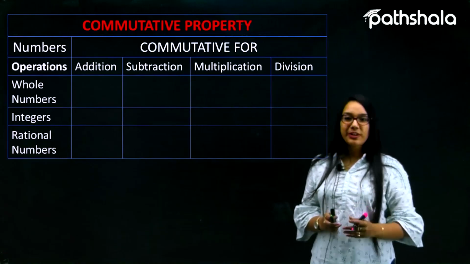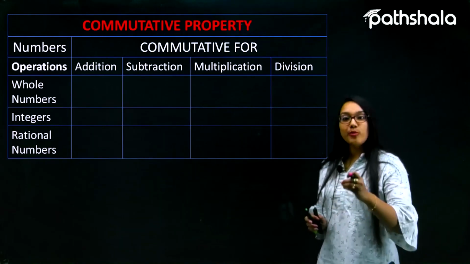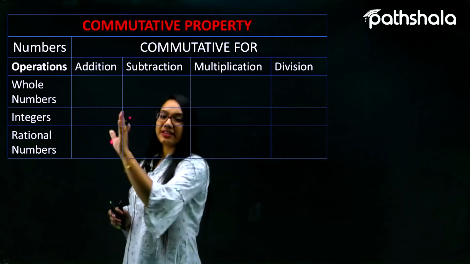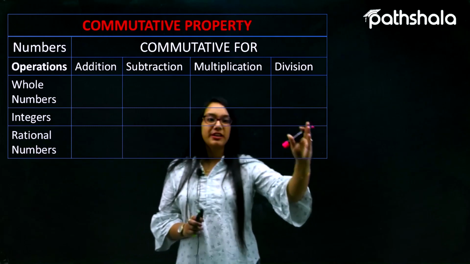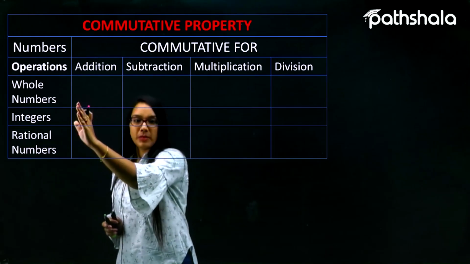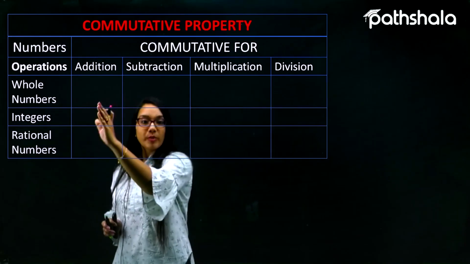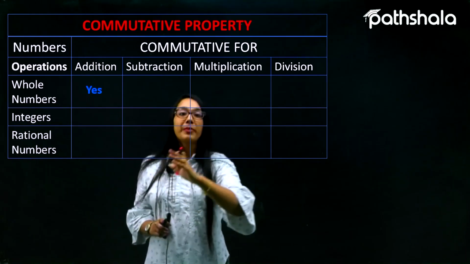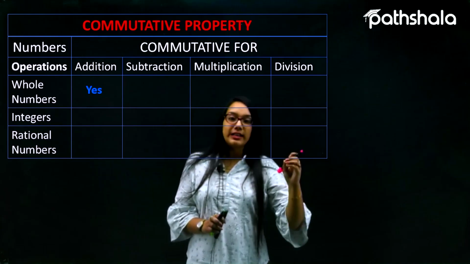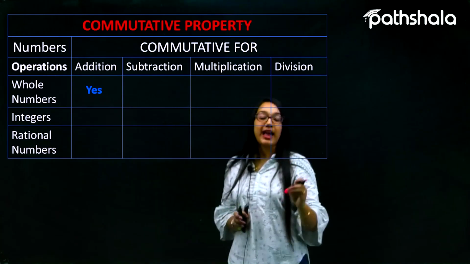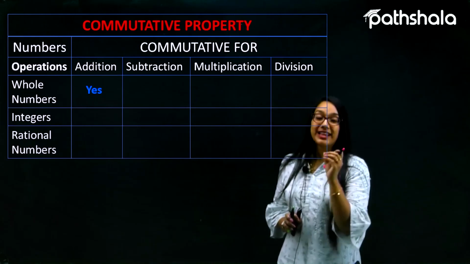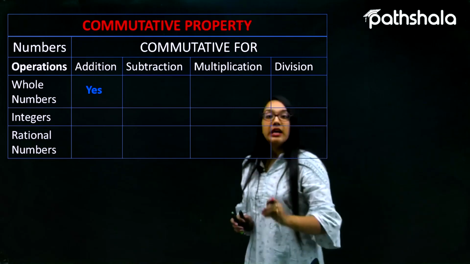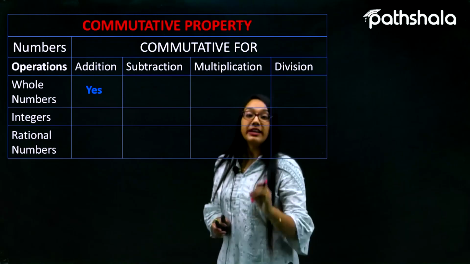So let's just start with it. Whether or not the commutative property holds for the whole numbers, for the integers, for the rational numbers under addition, subtraction, multiplication and division. Let's start with the whole numbers. Does the commutative property hold for addition, yes or no? The answer will be yes, as we know from the counter example that we did before, that for any two whole numbers A and B, whenever we add them as A plus B, the answer will be the same as B plus A. So yes, the whole numbers are commutative under addition.